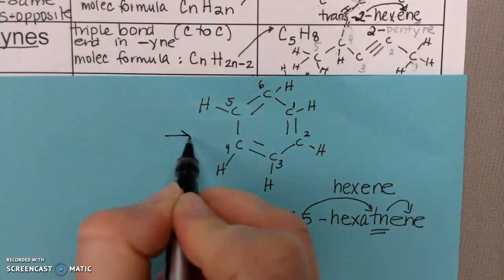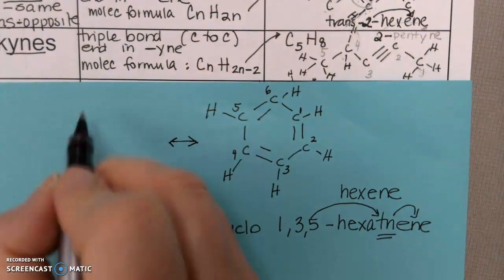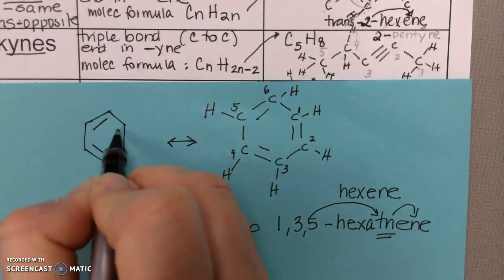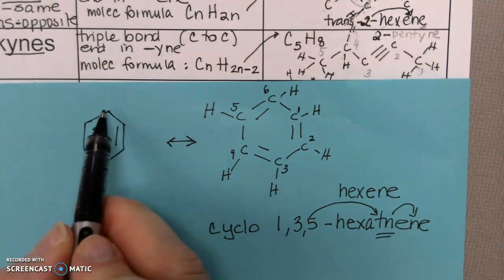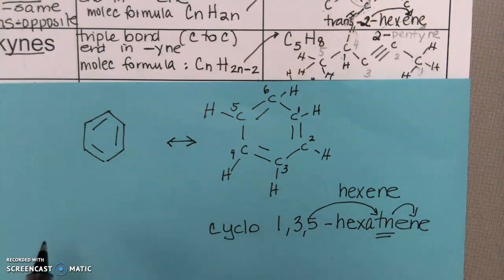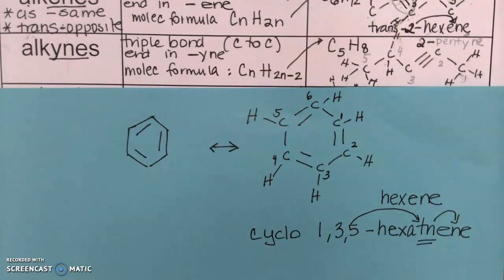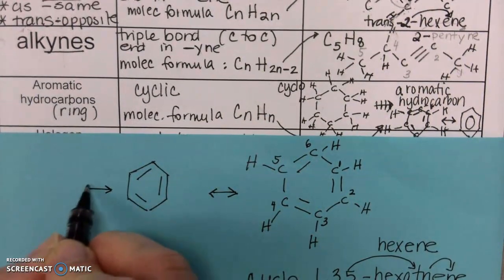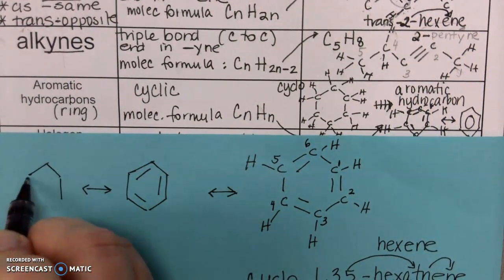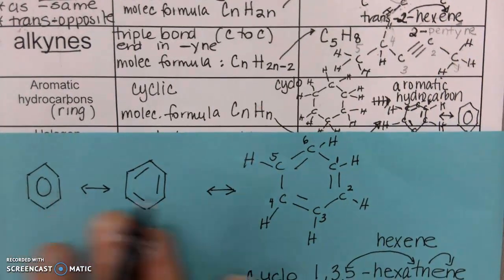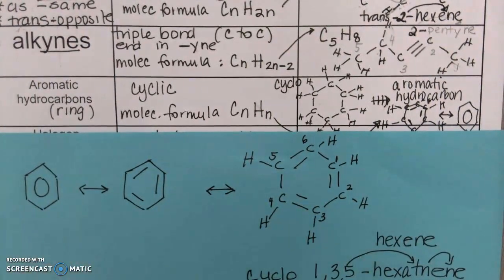We can also simplify that, I'll put a little sign like this, by just drawing out the lines. So at each of these corners there's a carbon, and these are represented. We know that there's hydrogens because this is a hydrocarbon. And then lastly, we could also shorthand it even easier by showing the double bonds with a circle. So we can use any of these to show what this molecule is, cyclo-1,3,5 hexatriene.